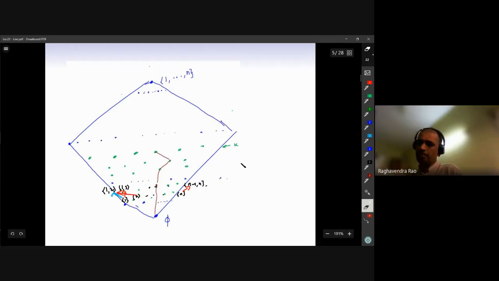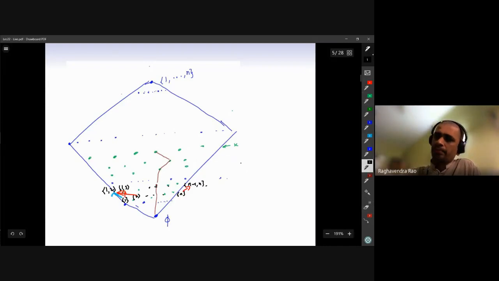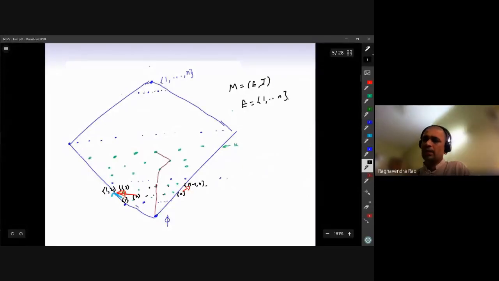So now let's consider any matroid M with ground set E and independent sets I. Let's say E is 1 to N. Then I is a subset of the power set of 1 to N, that is, the set of all subsets of 1 to N. Let's color with green: the green colored dots are exactly the elements of I. So these are elements of I.